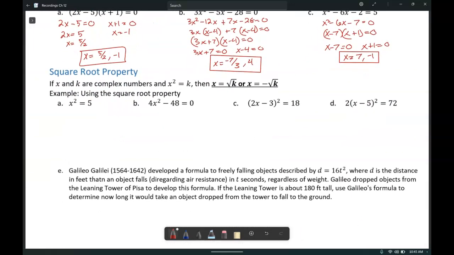Now, we've talked briefly before about square root property, but we're going to dive in a little bit more in depth. If we're given x and k that are complex numbers, and if x squared equals k, then by using the square root property and square rooting both sides, we find that x can equal the square root of k or the negative square root of k. We'll either have a positive root or a negative root. So we need to consider both solutions when we are solving.